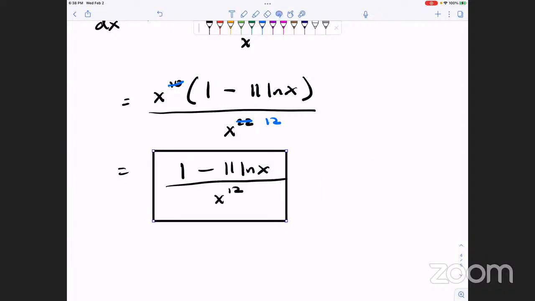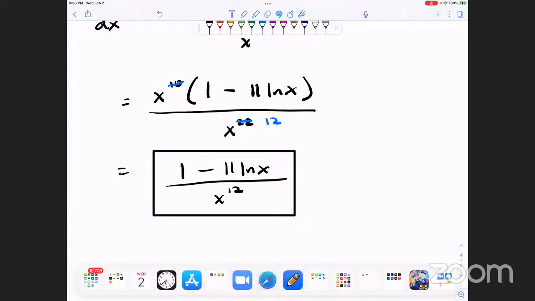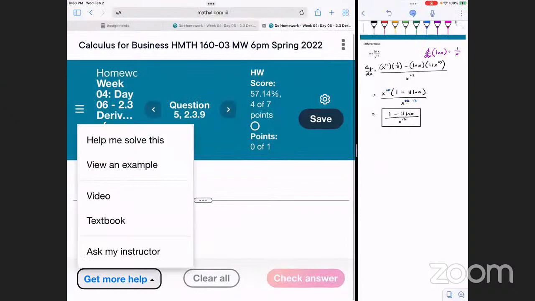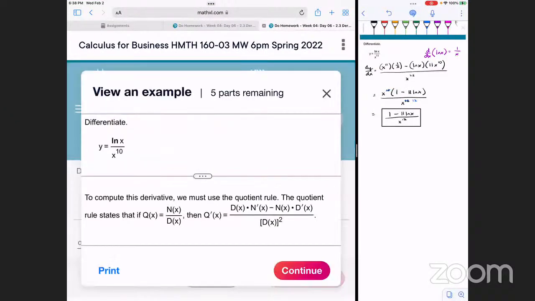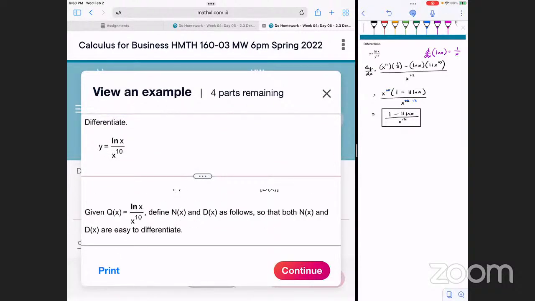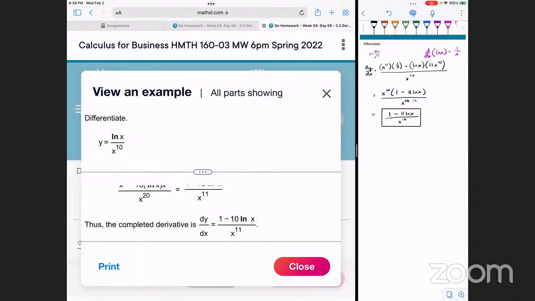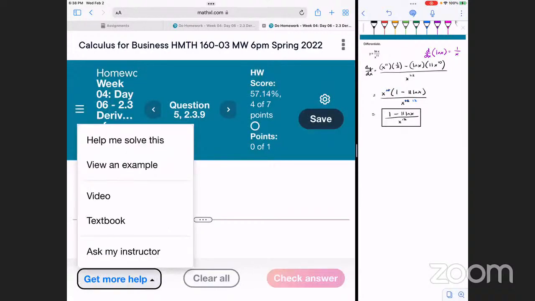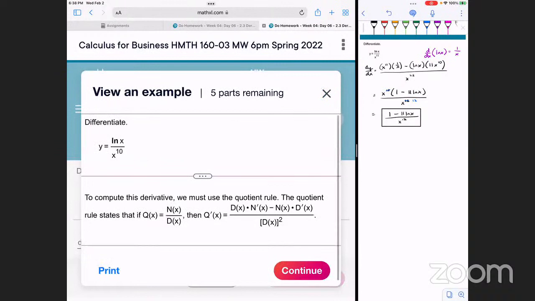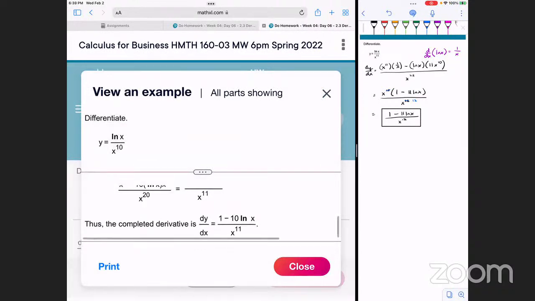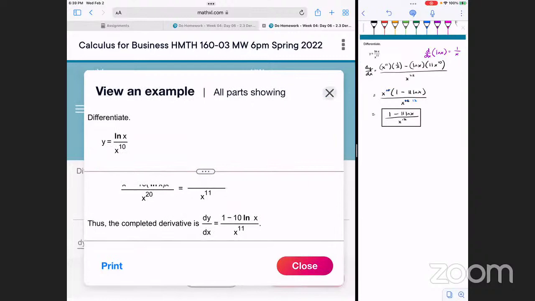Okay. I want to check the viewing example to see if this form is similar to what they did, and then I will submit it. Let's go to view an example. Let's see. They did the low d high minus high d low. So it looks very similar. Oh, I went too far. View an example right here. Let's stop at the end this time. Okay. So yeah, they got something similar, right? So let's submit our result. I'm confident in our result.